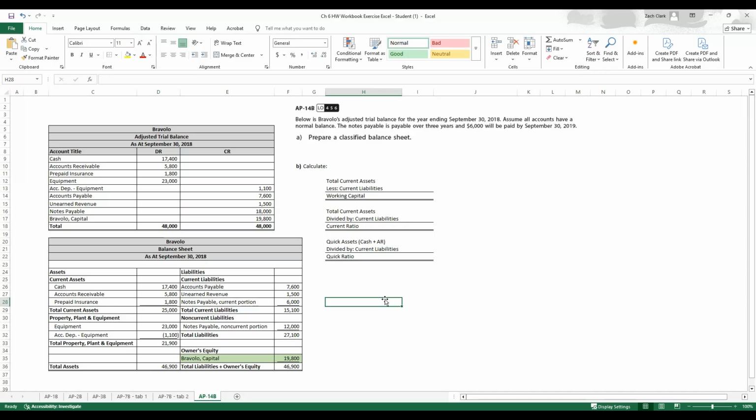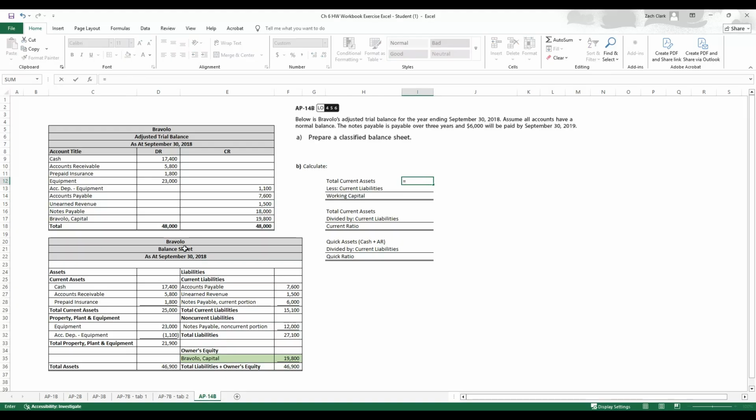And then the last part of this problem is we're going to do some calculations and some analysis. Now we have the current and non-current portions broken out, and there are a few key metrics, ratios and other items. This first one's just a certain figure, not necessarily a ratio, but it is going to tell us how much working capital we have.